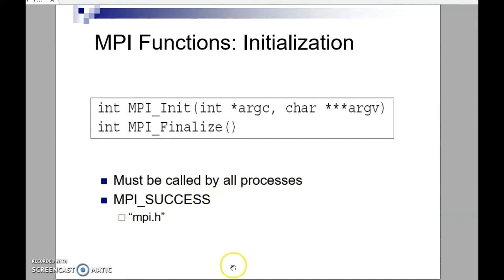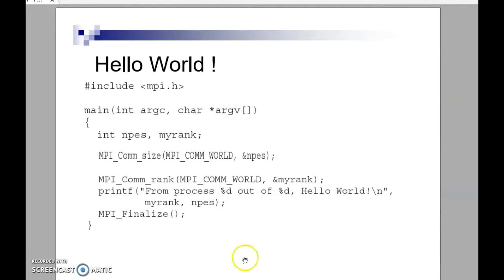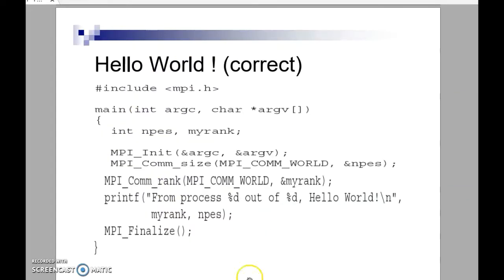For example, ini kita panggil mpi.h dalam C++. And then communicator, okay, dia akan decide berapa size and berapa rank, the rank of the processor. So size and rank. Okay, this is example. Okay, this is the correct example. Ada initialize, ada com size, ada com rank.